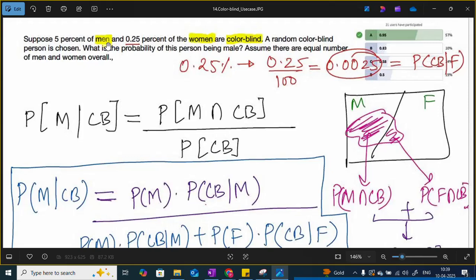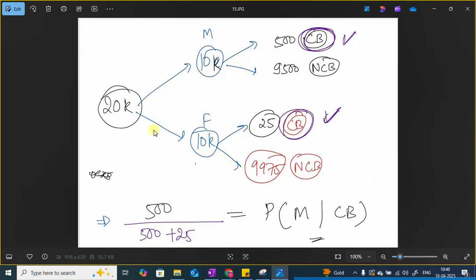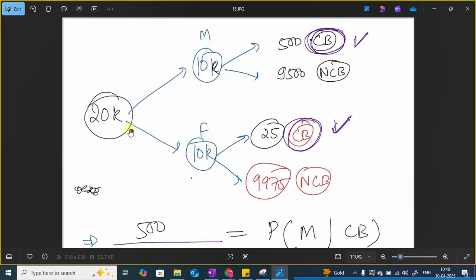And 0.25% of the women, 0.25% of 500 is nothing but color blind. Fantastic. Now figure it out, the diagram and all. Here also I have written here. Okay, 50 percentage, I think in the next diagram, yeah, you can see. I have taken, let's say, 20,000 population. 50-50 means 10K belongs to male, 10K belongs to female. Fantastic. Now, in this 10K, it's telling 5% of people belongs to color blind.